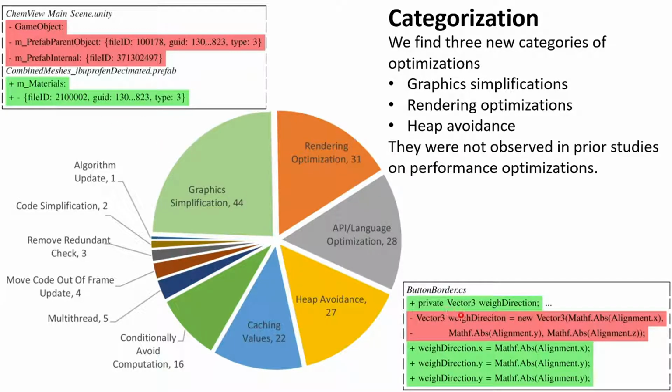And on the bottom right, we can see a code sample for heap avoidance, where the developers removed this new Vector3, which is the instantiation of an object, and then during each frame they're just assigning values to the fields instead of creating a new Vector3.